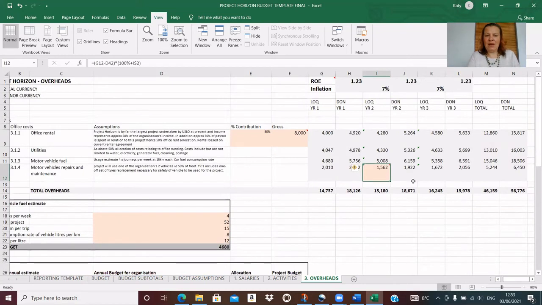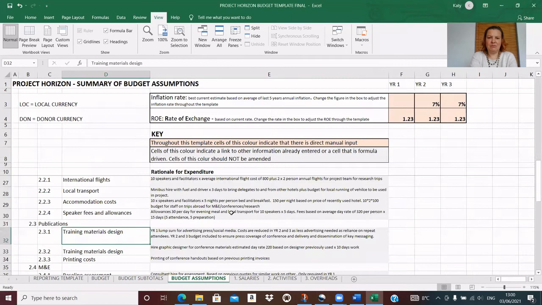In year 2 on my vehicle repairs and maintenance, I have made a manual adjustment rather than just let the formula drive through. And because I've made a manual adjustment, I've highlighted it in peach. And I've made a note there saying that this formula is amended to exclude the budget for tyres in year 2. Because if I'd taken the year 1 budget and just let the formulas inflate it, then it would have also been inflating the 550 for tyres, which I know I don't need in year 2 and year 3. So now I have a sheet called Budget Assumptions.